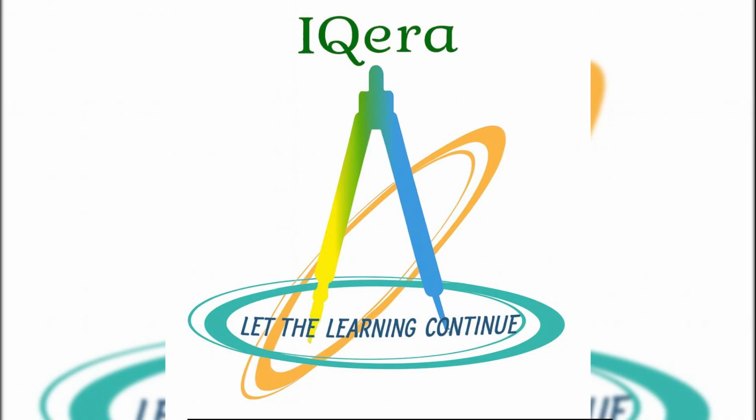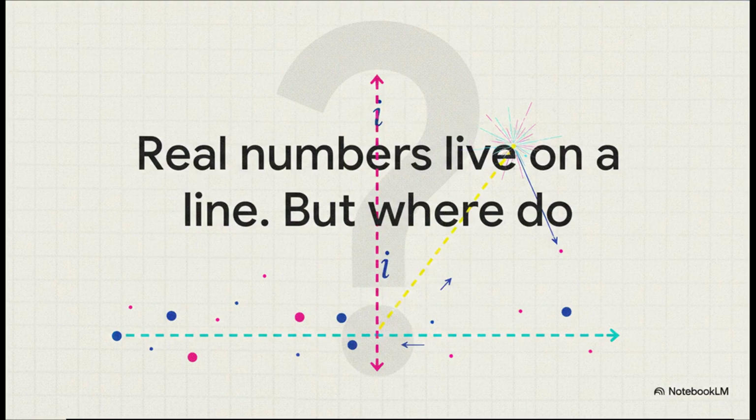Think about it. We all know the number line, right? Any real number you can imagine has its own little spot on it. It's a single, straight dimension. But what about a number like, say, 3 plus 4i? Where on earth does that i part go? It definitely doesn't fit on our old number line.